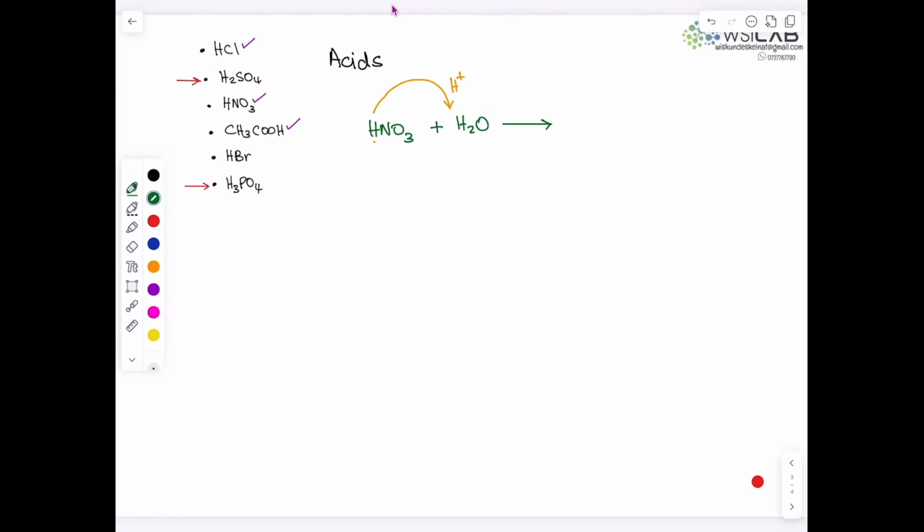The acid gives a hydrogen away. So the water becomes H3O+ because it receives a hydrogen ion. It's called a proton, which is a short word for a hydrogen ion. And that is in an aqueous solution. And then the NO3 remains, but it lost a positive charge, so it becomes negative in an aqueous solution. So that's called ionization.